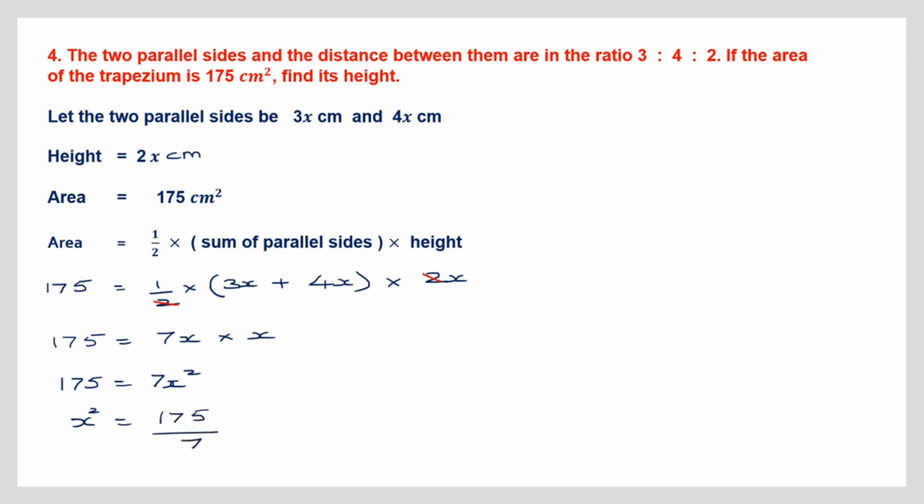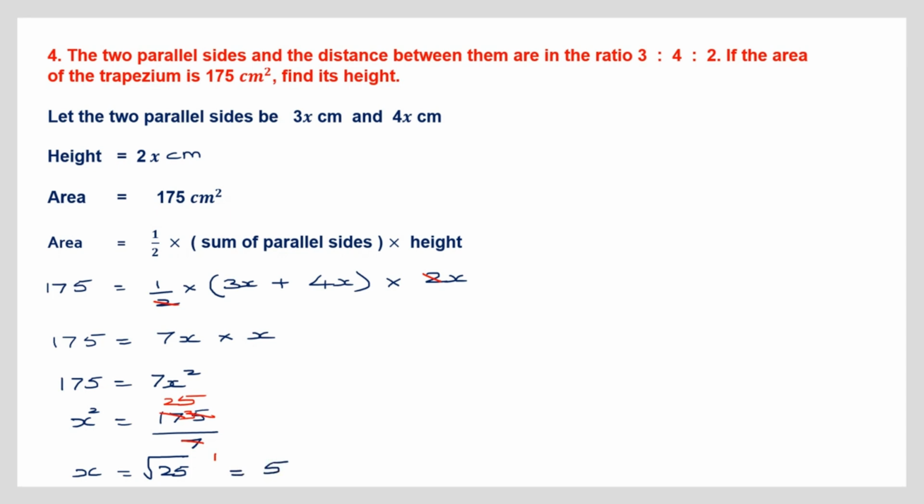So let's cancel. 7 ones are 7. 7 twos are 14. Now there is 3 left, so 35. 7 fives are 35. So if x square is 25, x will be the square root of 25. And what is the square root of 25? 5, because 5 into 5 is 25. So x is equal to 5.